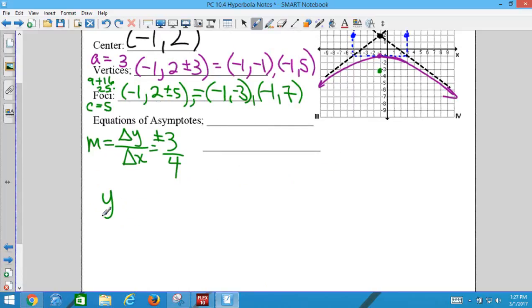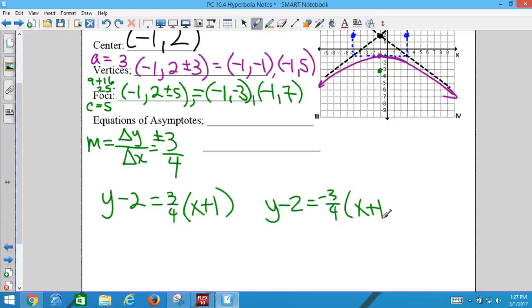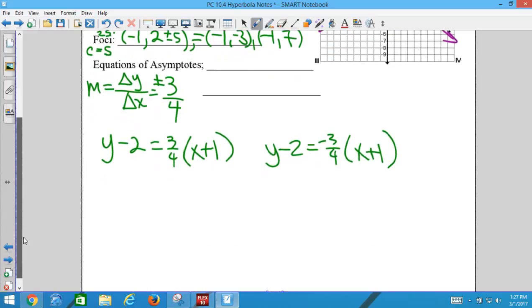So we'll have y minus 2 equals 3/4 x plus 1, and y minus 2 equals -3/4 x plus 1. So the exact same equation, just one is positive 3/4 and one is -3/4.